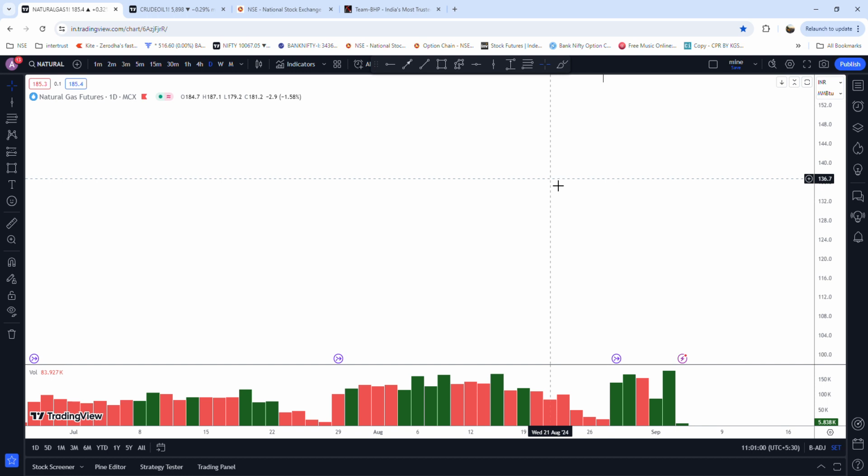Today I've been asked to show how I draw my support and resistance zones. Before we learn that, what is important is that one has to understand where the market is heading, whether it's an uptrend or a downtrend.